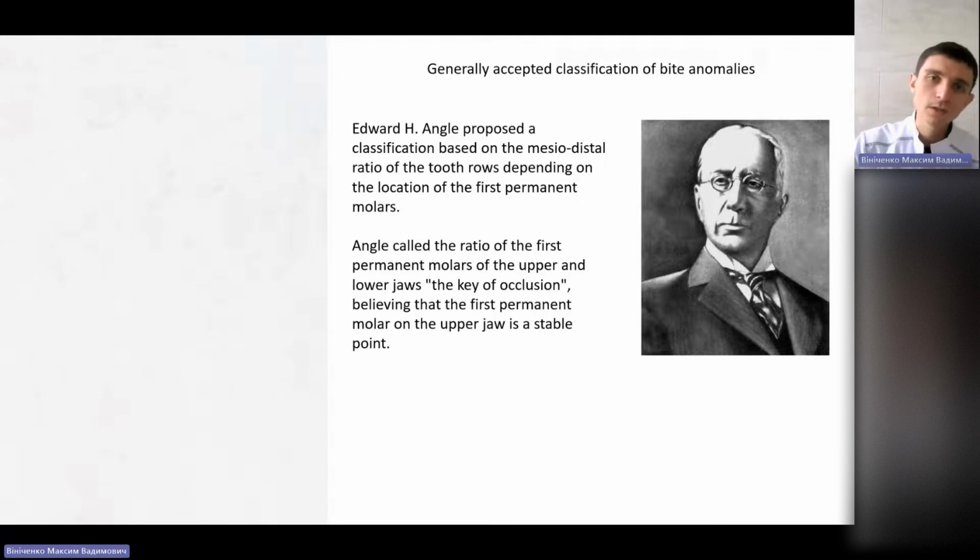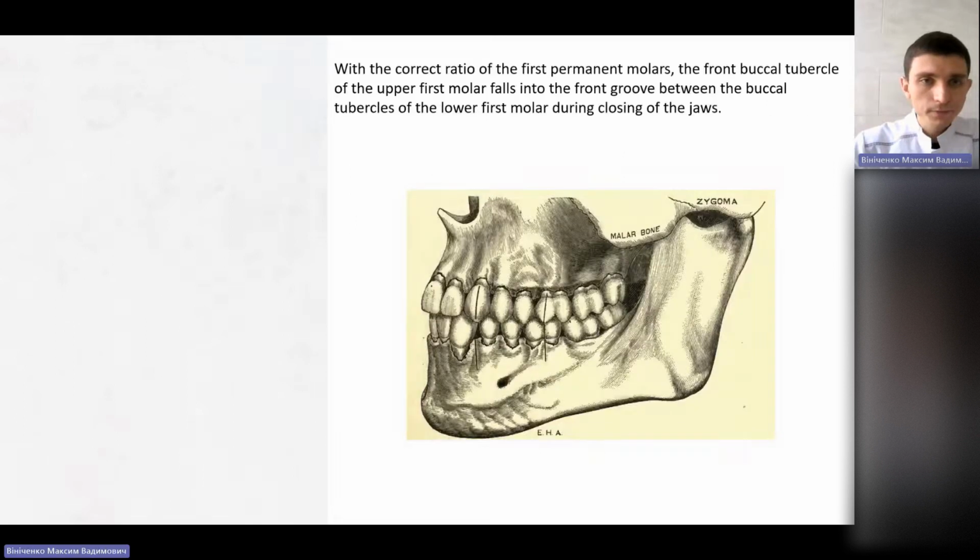So there is Dr. Angle. He is the founder of orthodontics. Edward Angle proposed a classification based on the mesiodistal ratio of the tooth rows depending on the location of the first pair of permanent molars. Angle called the ratio of the first permanent molars of the upper and lower jaws the key of occlusion, believing that the first permanent molar on the upper jaw is a stable point.